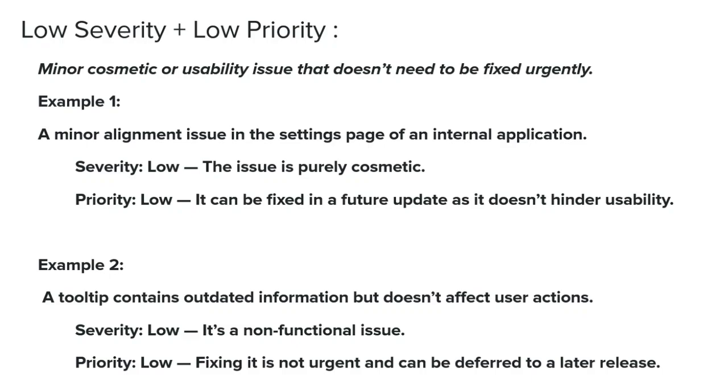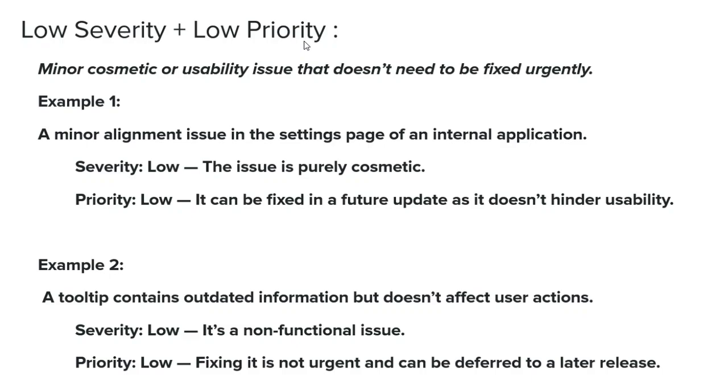Another example is, let's say there is a tooltip that contains some outdated information but doesn't affect the user actions. So it is again a low priority issue because it does not need to be fixed immediately and it can be deferred to a later release as well. And it's a non-functional issue, so severity is also low. So these are some examples of low severity and low priority issues.